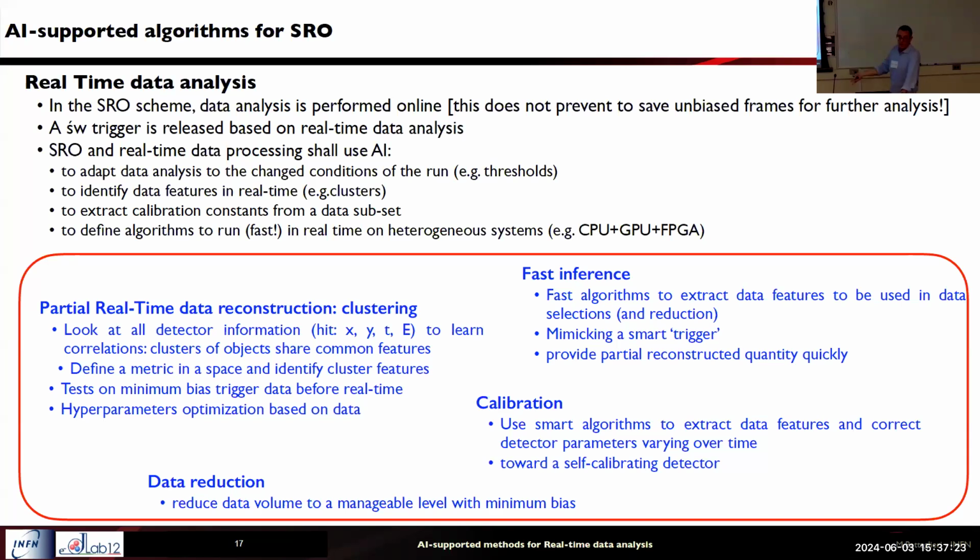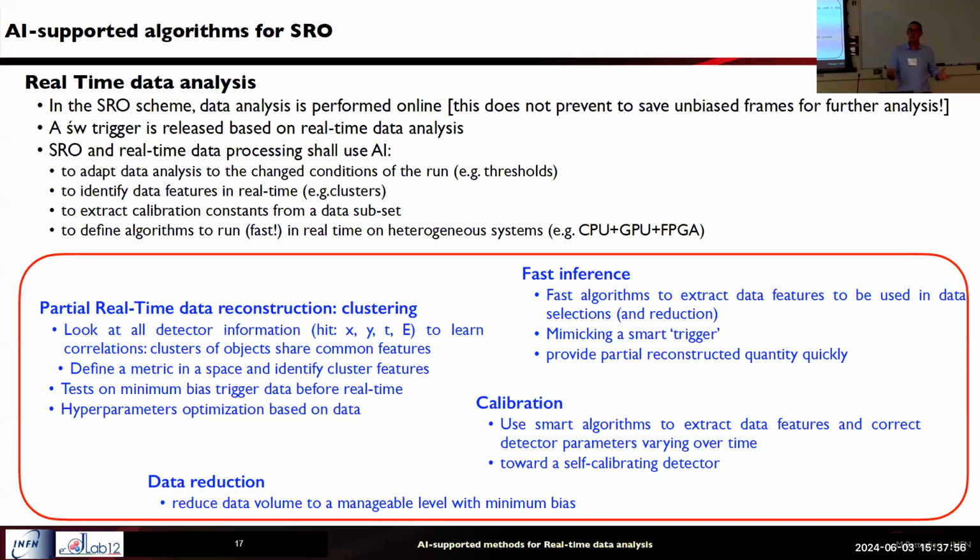So the advantage of AI in this respect is that you can easily adapt it to changing conditions of the experiment. If your threshold for any reason changes, the system is smart enough to say, okay, I'm understanding that something is changing in the conditions of the experiment, and I will react to that. It's a kind of feedback, a clever or smart feedback. You can identify real-time features that you are interested in, like clusters, for instance.